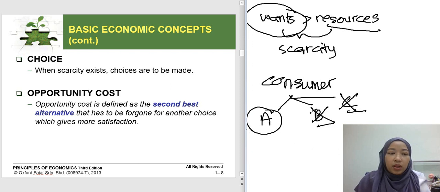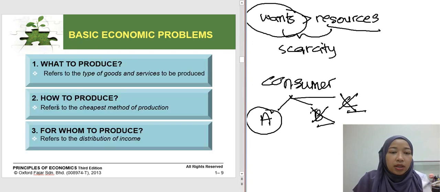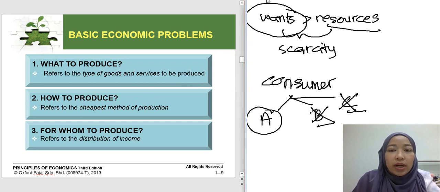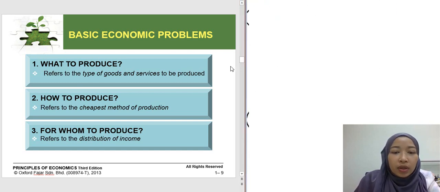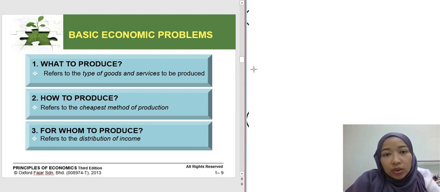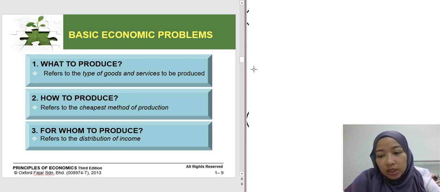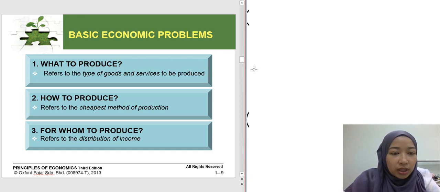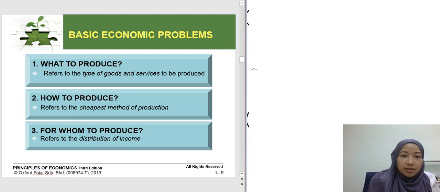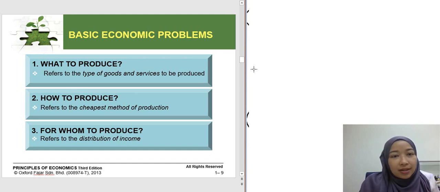Now let's look at basic economic problems. So what are the things that you will face when you become a producer in an economy? These are the three things that you need to ask yourself if you are a producer in an economy. What are the products that you want to produce? Usually if you are a producer, you will always produce something that is demanded by the people. You will not sell things that people don't want, because if you produce a product and there's no one to buy it, there is no point in producing it.